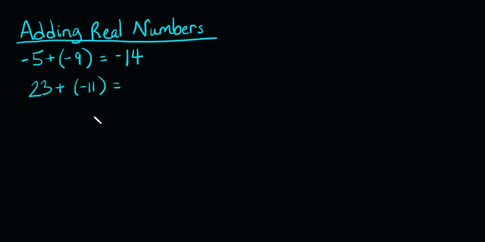And so let's do that first. We're going to subtract the absolute values. So the absolute value of 23 is 23. The absolute value of -11 is 11. And when we subtract that, we get 12. But the sum is going to have the same sign as the addend that's bigger. So 23 has a greater absolute value than 11. So that's why it's going to be positive.